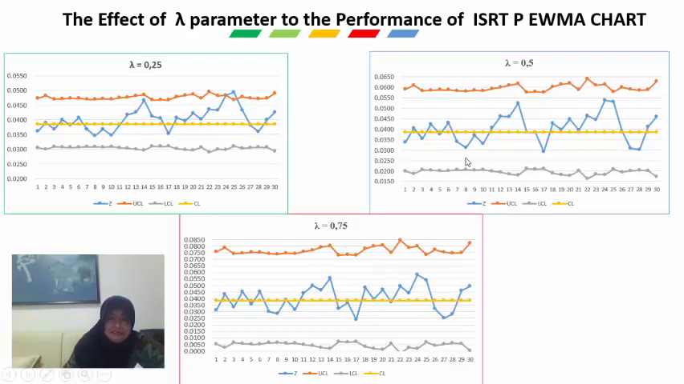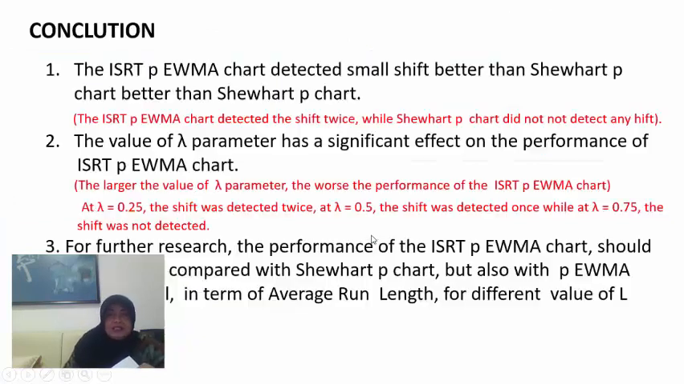The end result of the proposed chart is presented in this slide. You can see that at lambda 0.25, the shift is detected twice, while at lambda 0.5, the shift is only detected once, while at 0.75, no shift is detected.